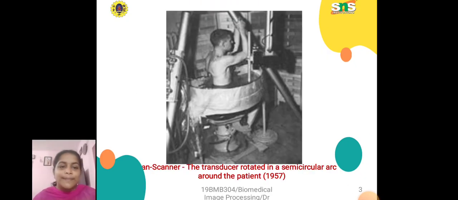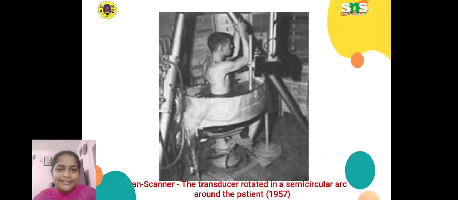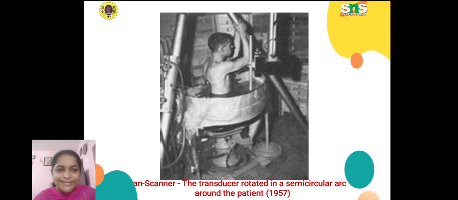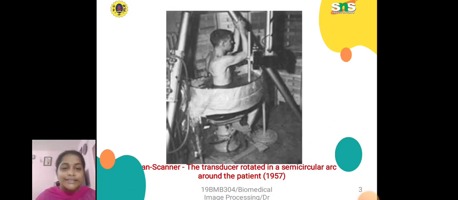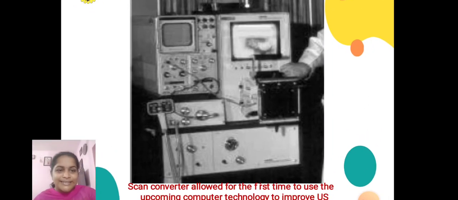Here we have a basic scanner. The transducer is rotated in a semicircular arc around the patient. This very basic scanner was actually found in 1957. The scan converter allowed, for the first time, the use of upcoming computer technology to improve ultrasound. See how the scan converter looks.